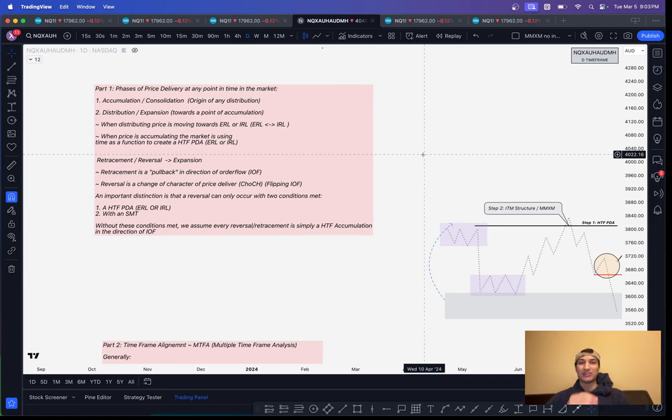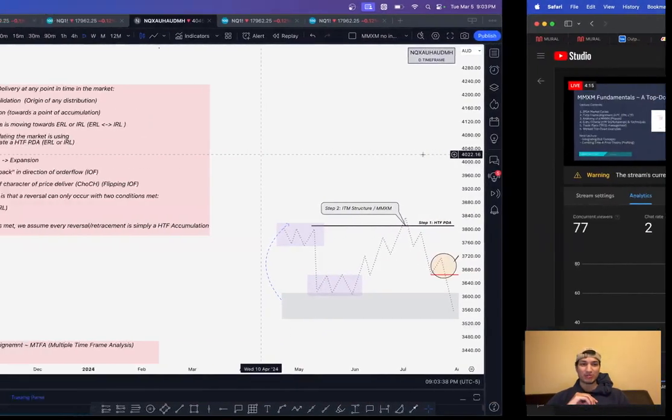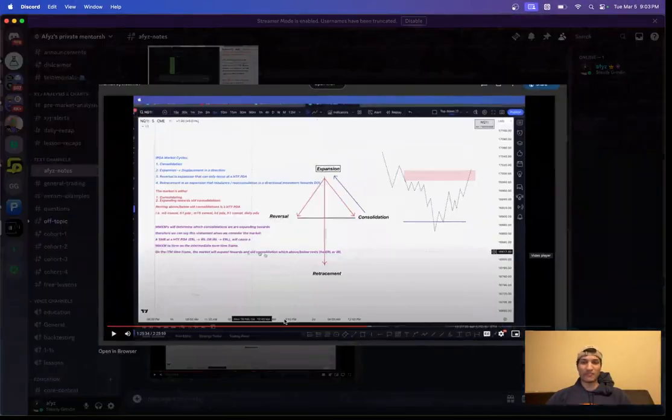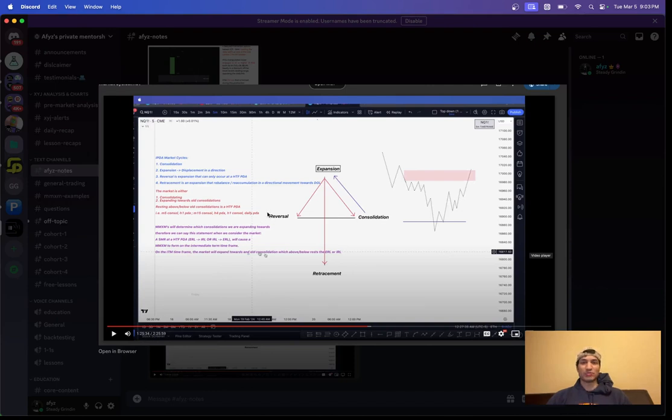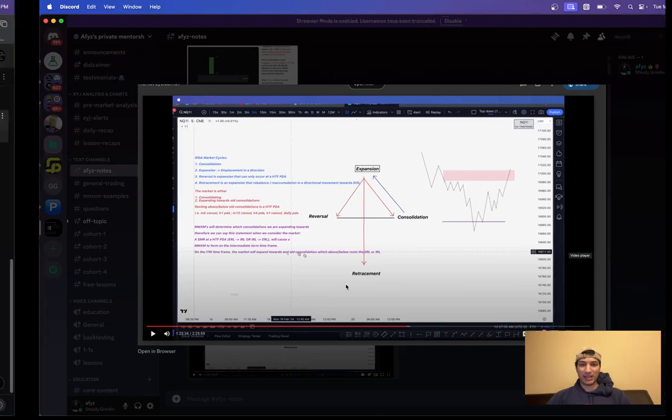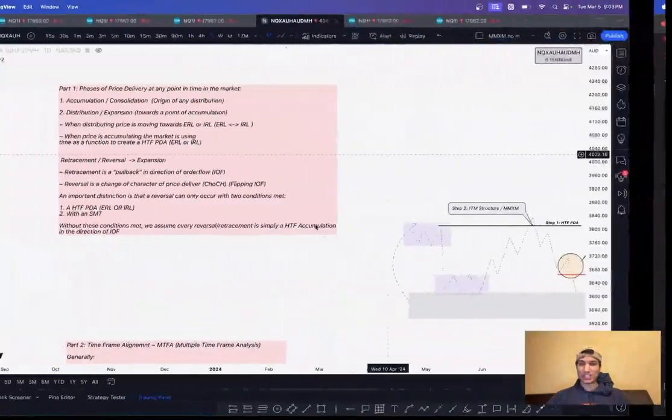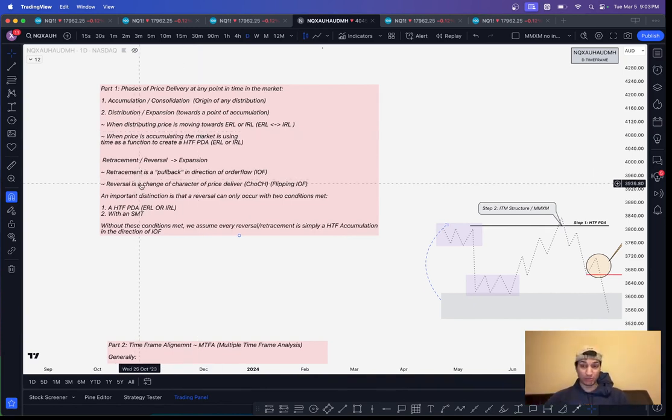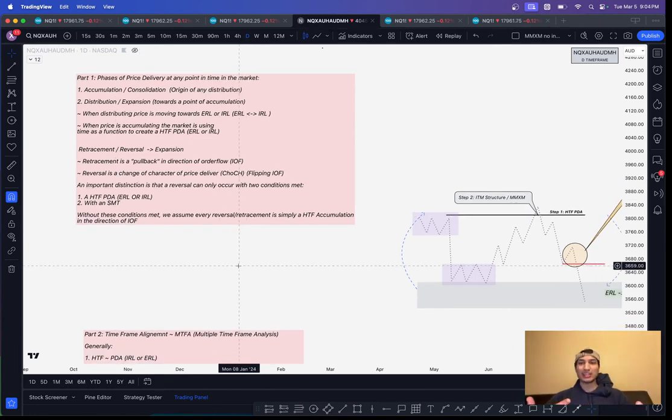Now, you may be asking yourself, Afiz, I've seen ICT refer to many more stages of distribution, right? Or of things the market can be doing. Things like reversals and retracements are 2 common ideas that come to mind. And the way I teach is going to be framed around just looking at distribution, and retracements and reversals as a form of distribution. So we're either going to be accumulating in the market or we're going to be distributing in the market.